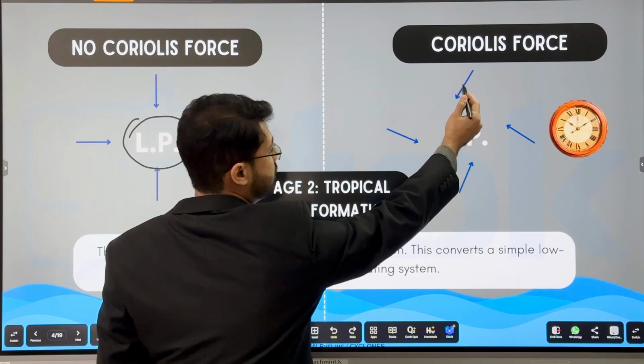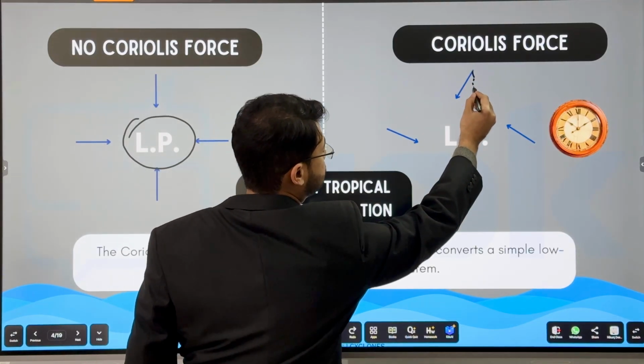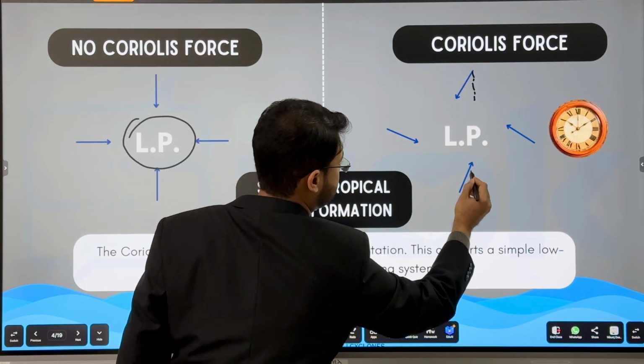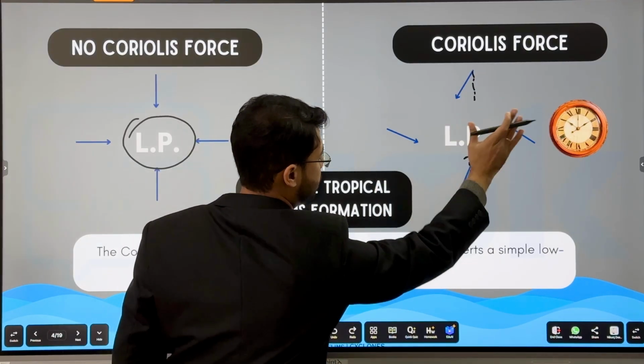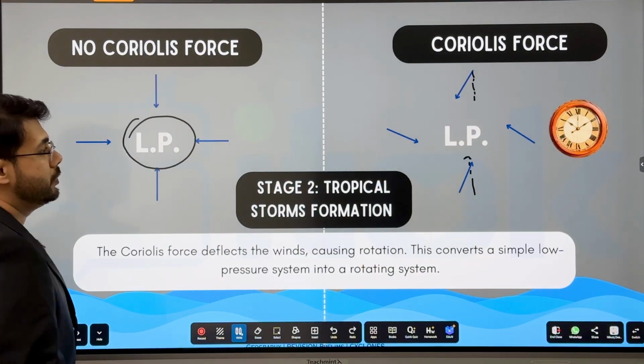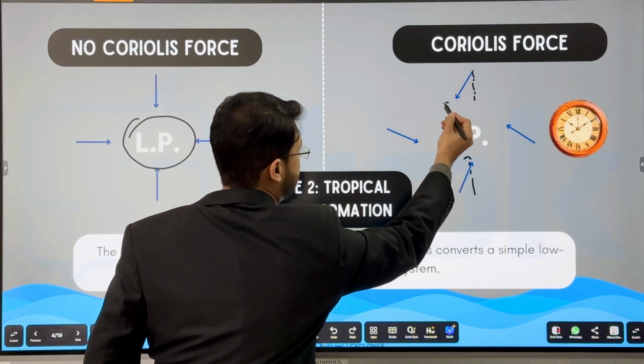So, they are just deflecting to the right. This was the original path. They just deflected. All of them just deflected to the right. And they finally form a circular motion.